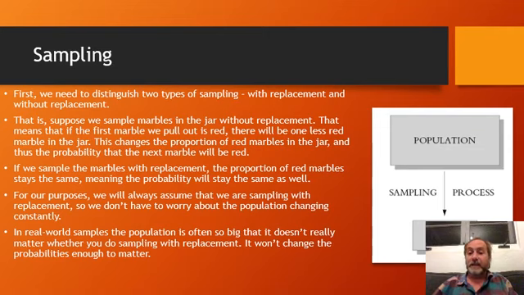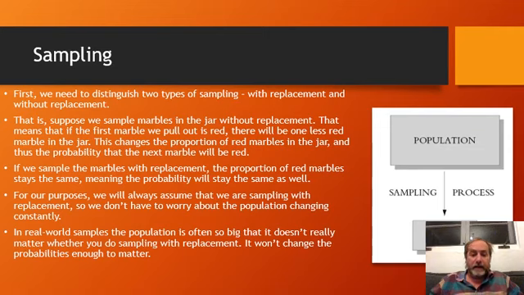Whereas with sampling with replacement, we pull the marble from the jar, it's red, throw it back in, shake up the jar. So the next pull has the exact same probabilities because it's the exact same marbles in the jar. That's sampling with replacement, much simpler calculations, as you can see. So for our purposes, we're always going to assume sampling with replacement. It's too complicated to worry about the population changing constantly.